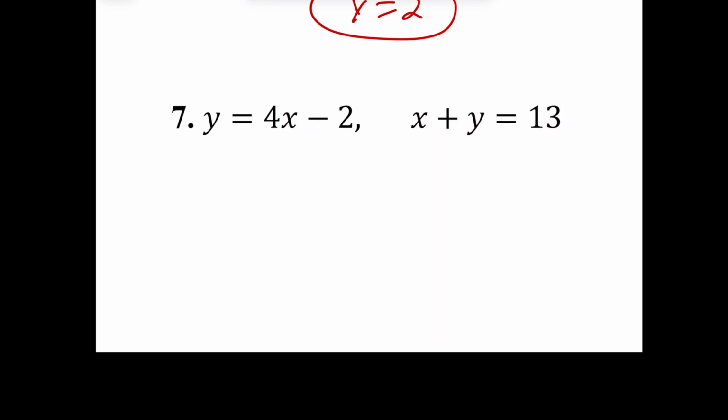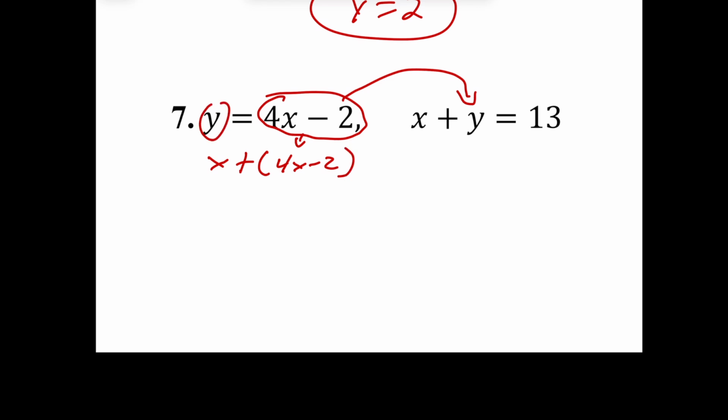All right. So I'm going to circle my blah, and I'm going to plug it into y. And so I'm just going to write this equation out here. X plus, now instead of y, what am I going to write? 4x minus 2, because that's what y equals. And that's going to equal 13. And we're going to get 5x minus 2 equals 13.